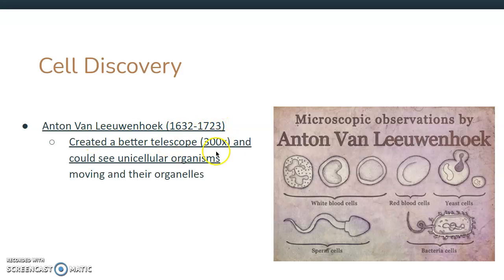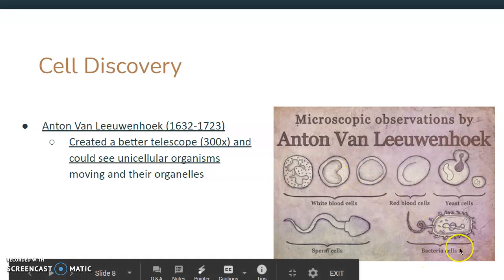He created an even better microscope, which was 30 times the naked eye, or 10 times better than Hooke's. And now he could see unicellular organisms moving and their organelles within them. So he could see something like a bacteria cell just by looking through his microscope.